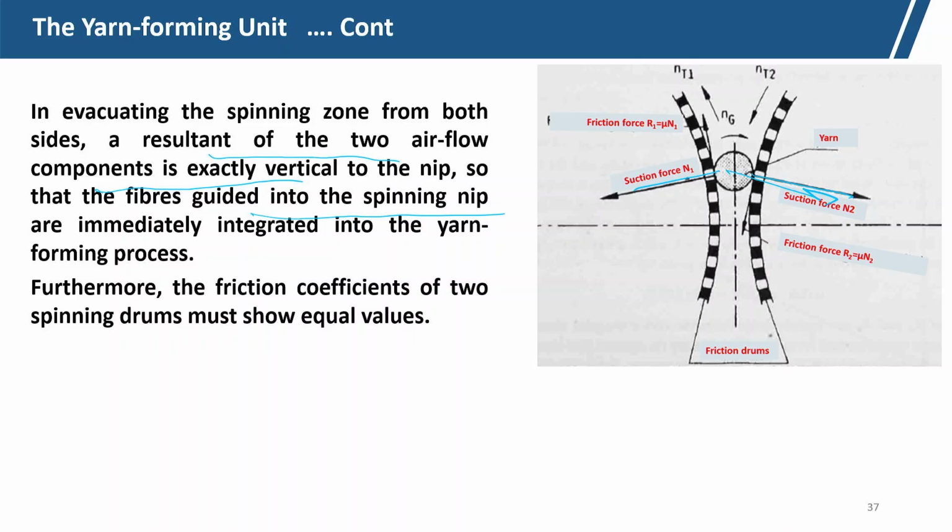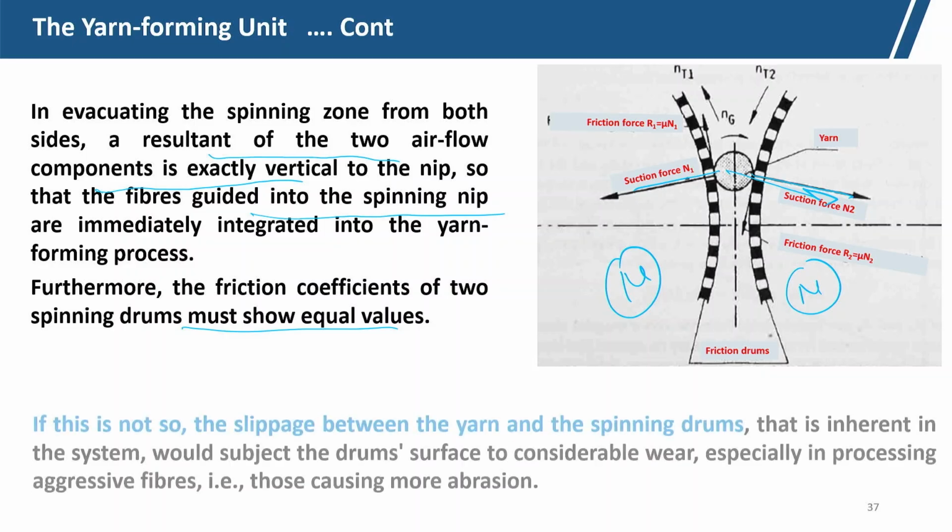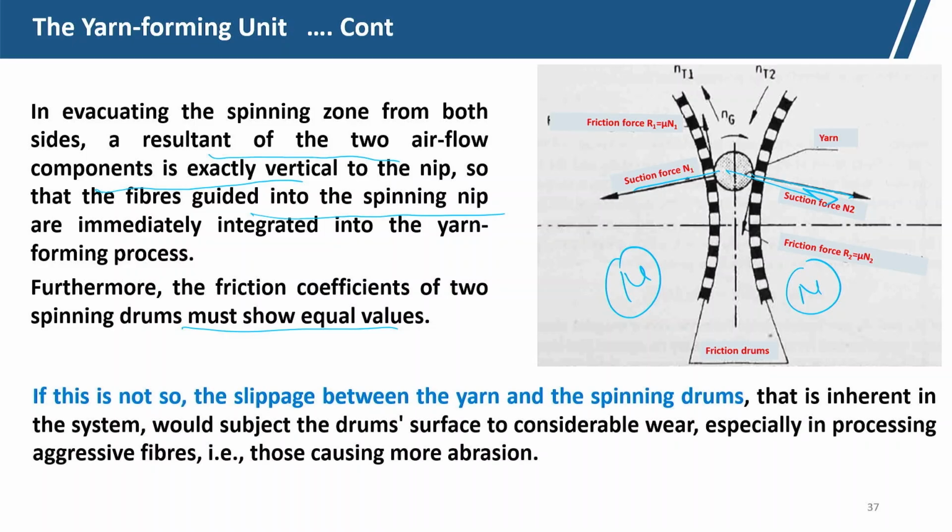Moreover, the friction coefficient between the two friction drums must show almost equal values. So, mu for both drums must be equal. If this is not so, then there will be slippage between the friction drums, and that will reduce the twist efficiency.